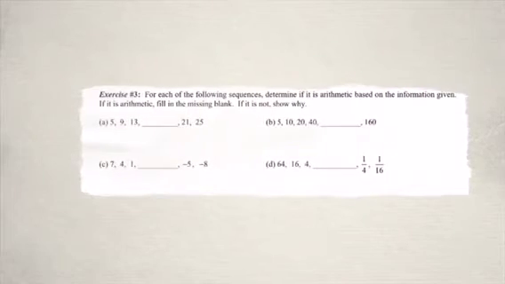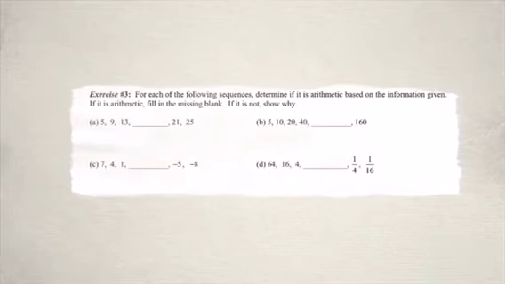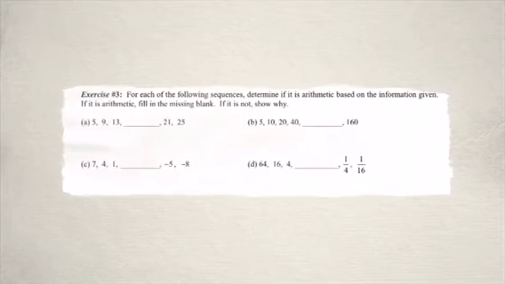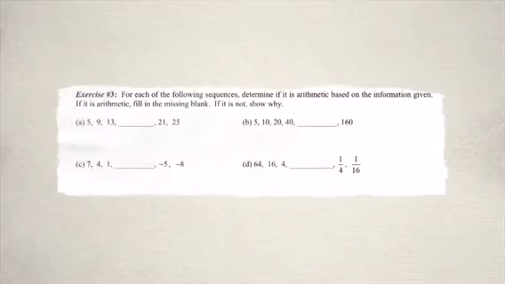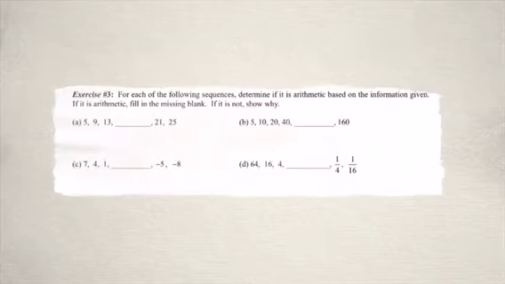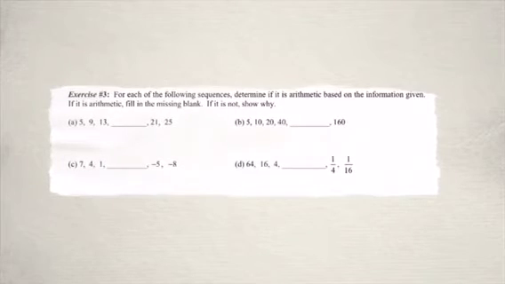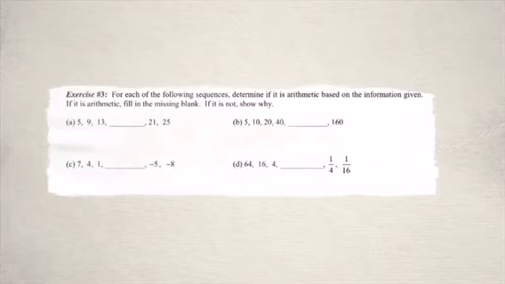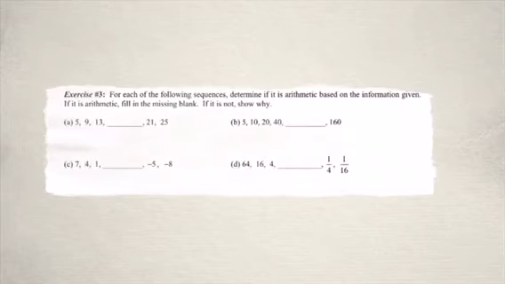Exercise number 3. For each of the following sequences, determine if it is arithmetic based on the information given. If it is arithmetic, fill in the missing blank. If it is not, show why. Here's where you try it on your own. Remember, arithmetic means that it adds the same amount or subtracts the same amount each time. If it's adding, but it's not adding the same amount, it is not arithmetic. So pause and take a try at these.